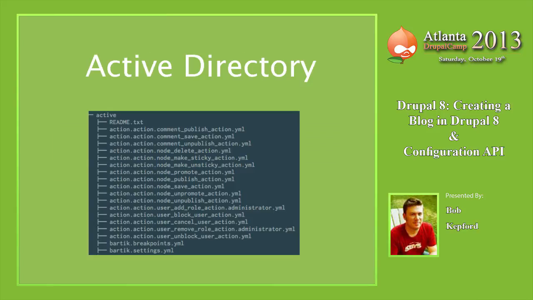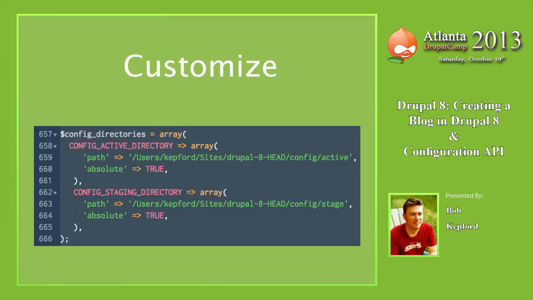Currently the way it works is your files are all saved out like this, right? So you've got all your YAML files. But the nice thing is that you can configure where this active directory and this staging directory live. And they don't even have to live within the Drupal doc root. So in my setup right now, I have it set up basically at the same level as my doc root.